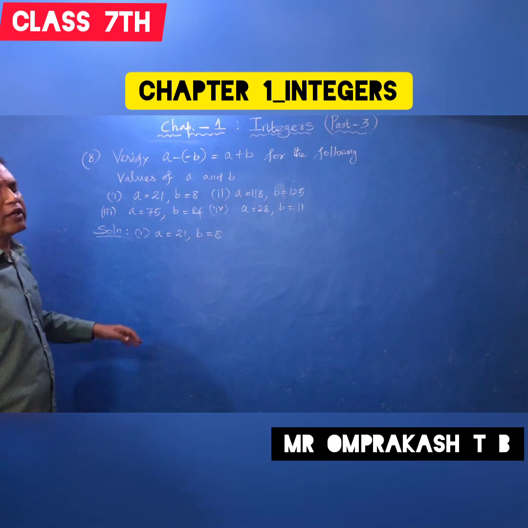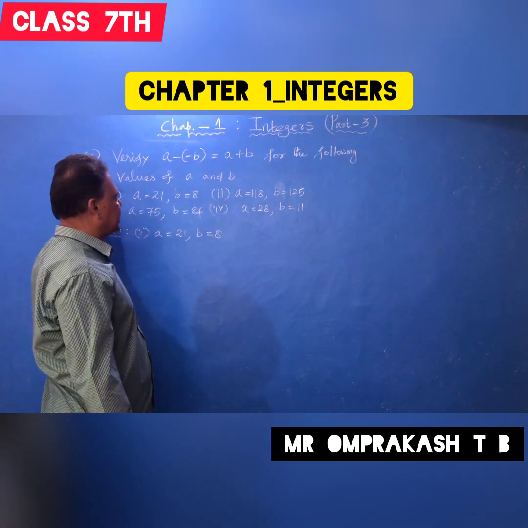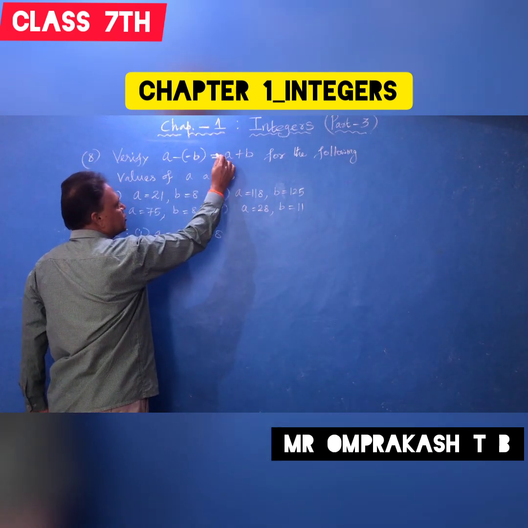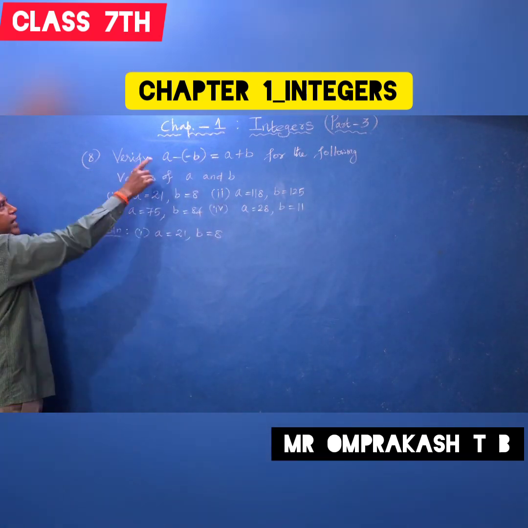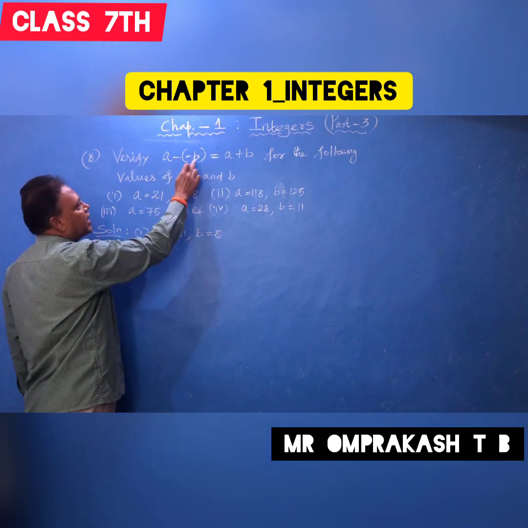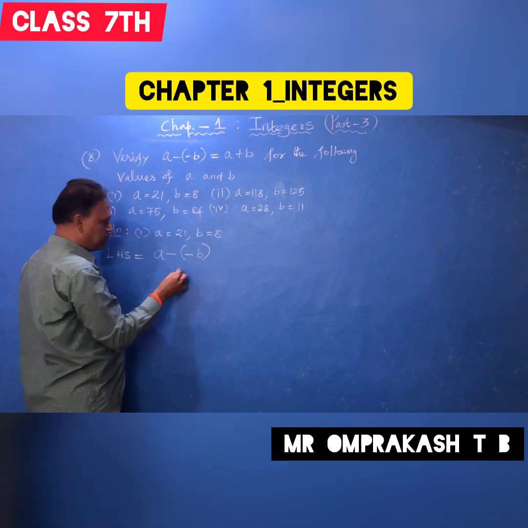Okay. For that you see the statement, you have the equal to symbol, which means this is left hand side, this is right hand side. So in the center the equal to symbol is there. This is right hand side, this one is left hand side. So first you take left hand side, LHS. Whatever is there you write as it is, a minus of minus b.